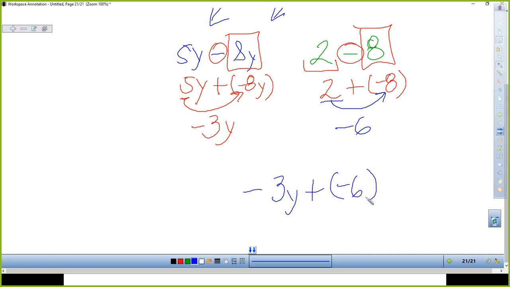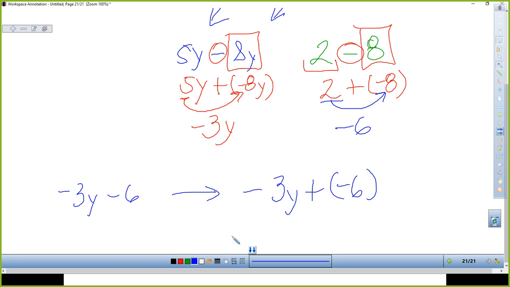Hands up if you got something like that. Yes? Alright. Mr. Q? Yeah. Is it okay if we put negative 3y minus 6? Yeah, so if you wrote also negative 3y minus 6, same thing. Either way is correct.